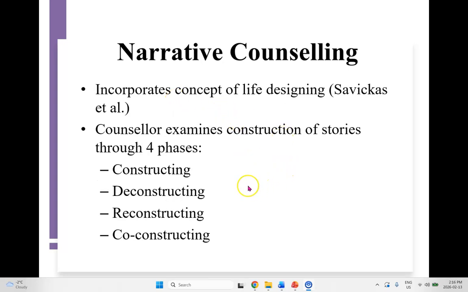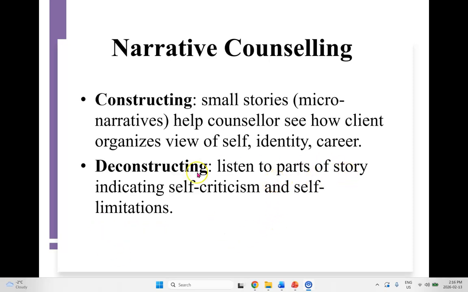Narrative counseling incorporates the concept of life designing, which comes from Savickas and other theorists that have worked with him or that are part of his model. The counselor examines the construction of these stories through four phases: constructing, deconstructing, reconstructing, and co-constructing. And I'll just break those down for you here.